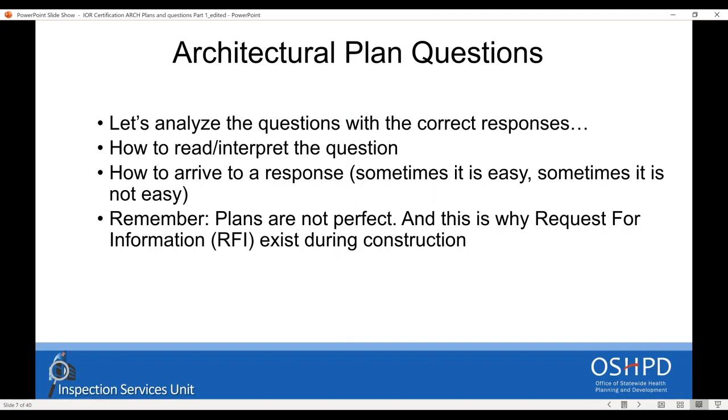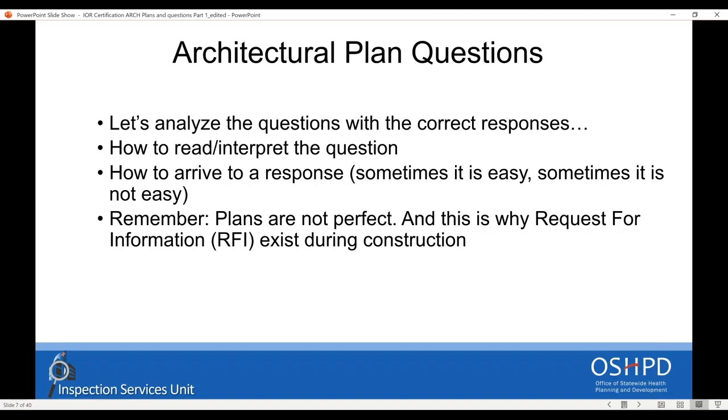Before we go through the examples for the plan reading, we want to share a few things. Why are we doing this? The reason for this type of webinar is to guide you through the right process for the exam. You probably already know how to read plans, or maybe you struggle. We are here to guide you and help you. Knowing how to read plans is necessary for your future profession as an IOR.